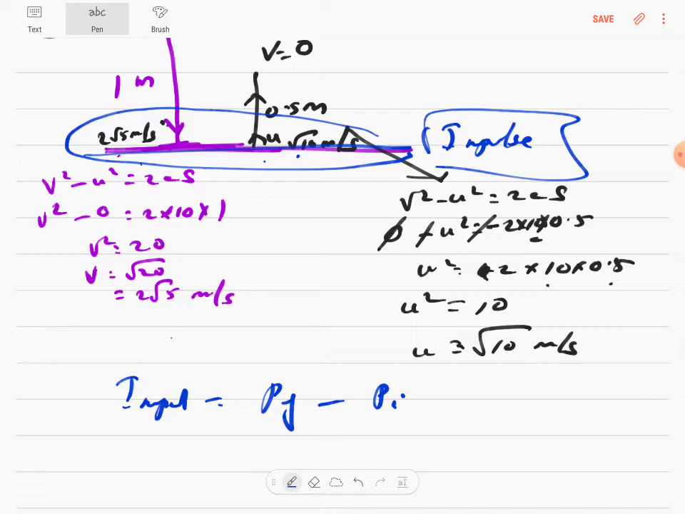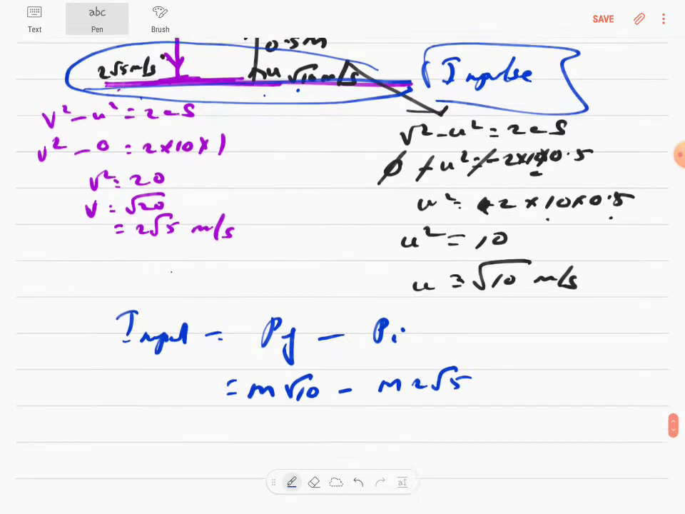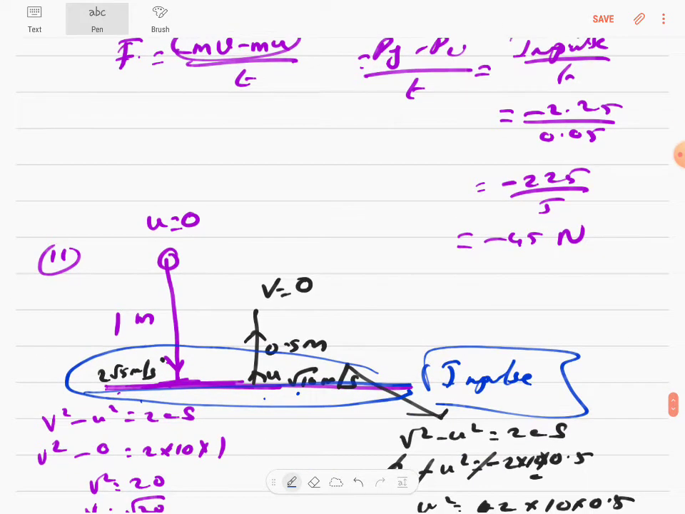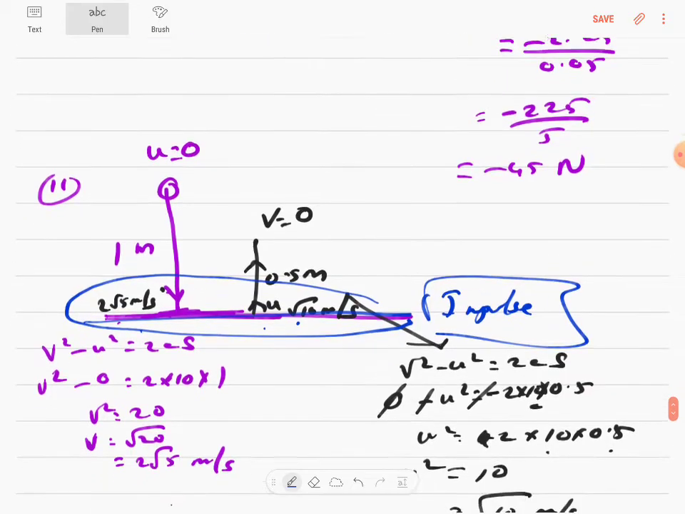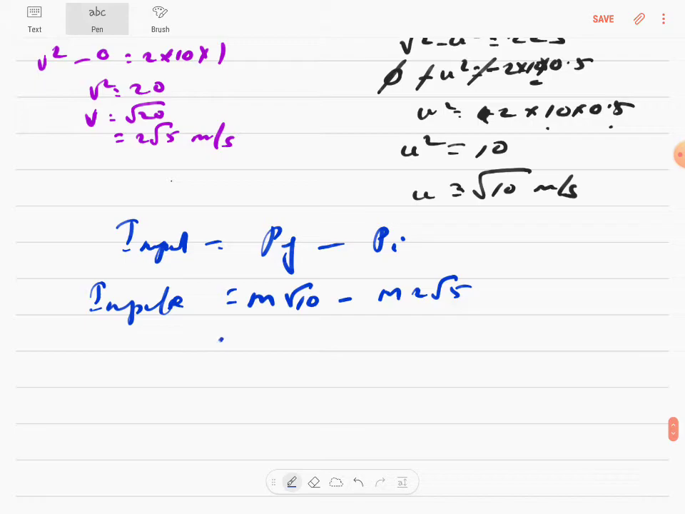You don't need the initial velocity and all. You need to know what is happening at the floor. The velocity with which it's hitting becomes the initial, the velocity with which it's rebounding becomes your final. So p final minus p initial: mass into final velocity, which is root 10, minus mass into initial velocity, which is 2 root 5, and this difference will directly give me my impulse. The mass has been given, a 50 gram ball. What does 50 gram mean? 0.05 kg, correct? So you substitute 0.05 into root 10 minus 0.05 into 2 root 5, and a subtraction of this will give you your impulse.